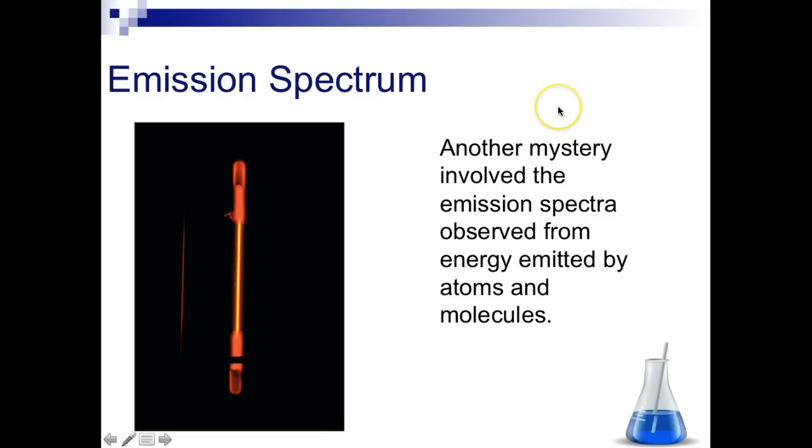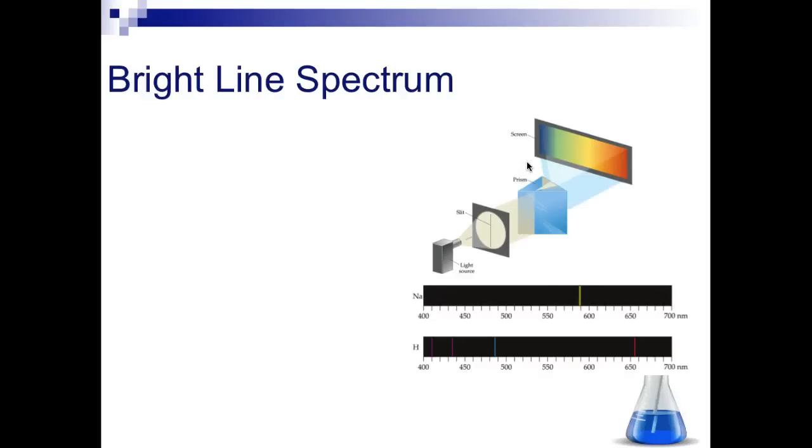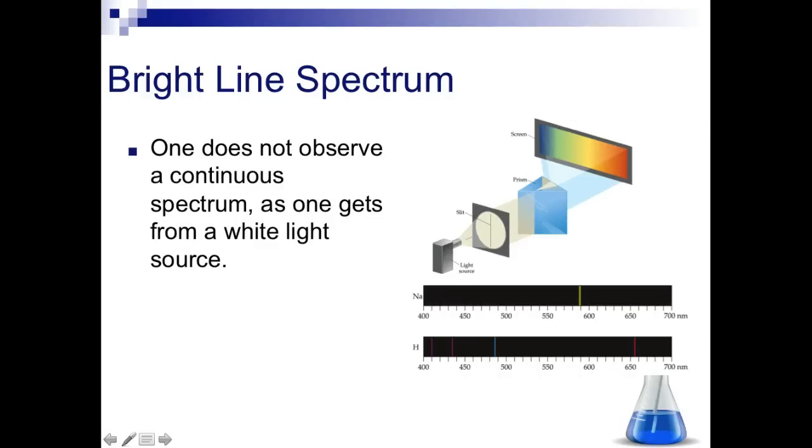So we have emission spectra. Another mystery involved the emission spectra observed from energy emitted by atoms and molecules. What happens is when these electrons jump to energy levels that are outside of their ground state and they're excited, eventually all of that energy that they gained is going to be released again. And when it releases that energy, it releases it in the form of light. So what we have is a bright line spectrum, and one does not observe a continuous spectrum as one gets from a white light source.